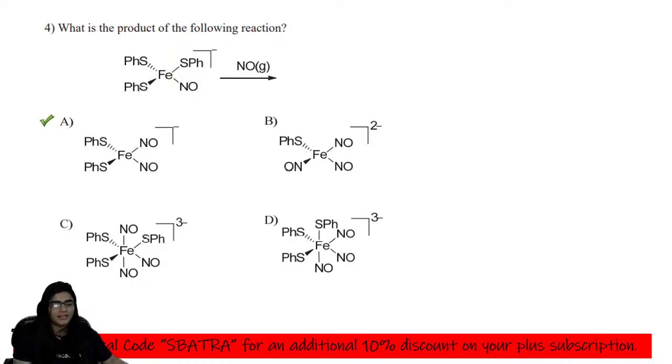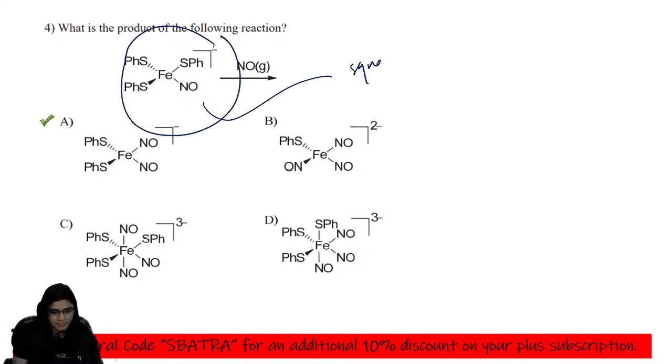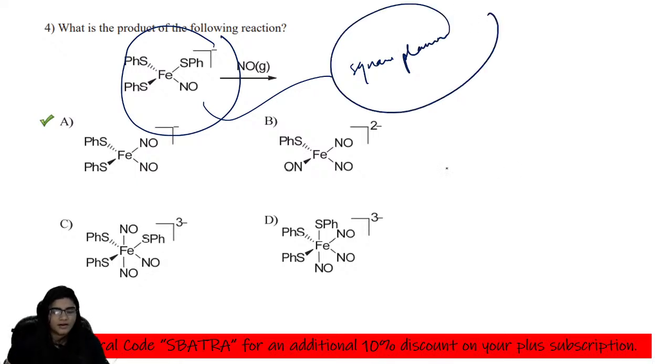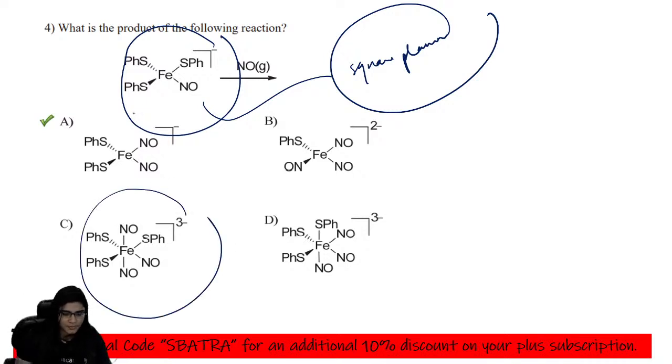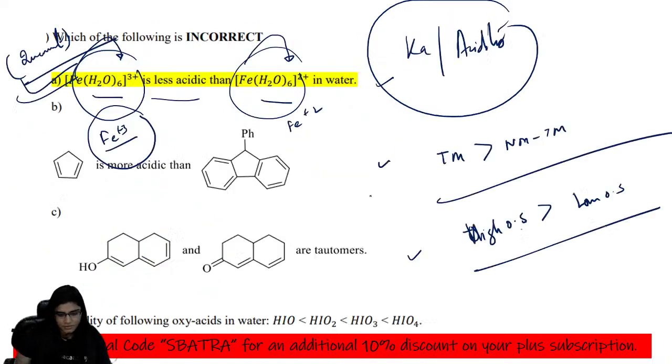Okay, let's take the next question. What is the product of the following reaction? We have a square planar complex, and we are adding NO ligand to this particular complex. Let's see the options. Now this is a square planar, it is going to octahedral, square planar to octahedral.